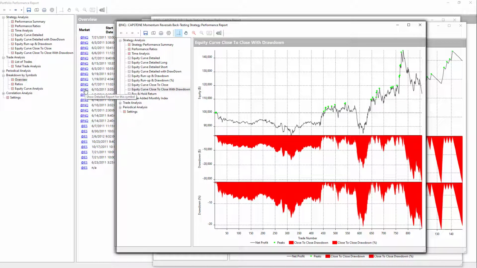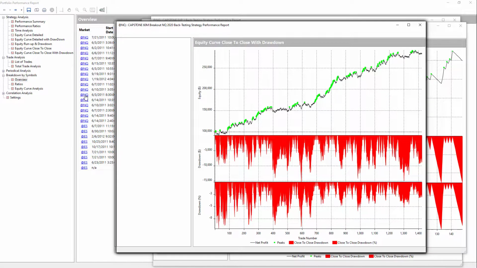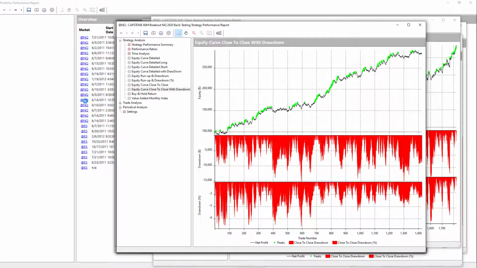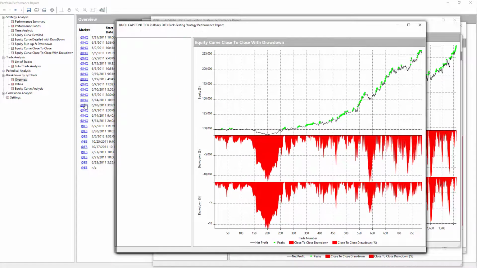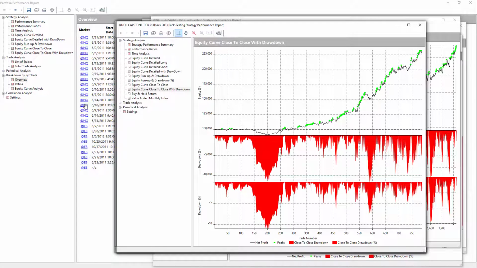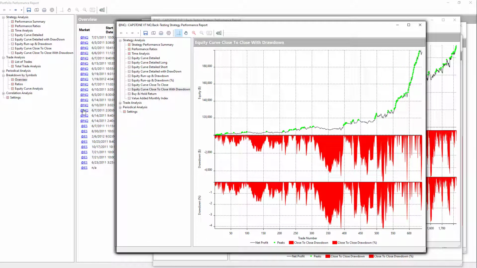Let's look at momentum reversal. Not as well on the long side, and so momentum reversal has done really well on the short side, but not as well on the long side. And 60-minute breakout in Q, long only, very consistent with the past. And we have trend overlapping Q, very consistent with the past, and a little bit of a drawdown. Tick pullback, nice results. One of our strong strategies did well yesterday.